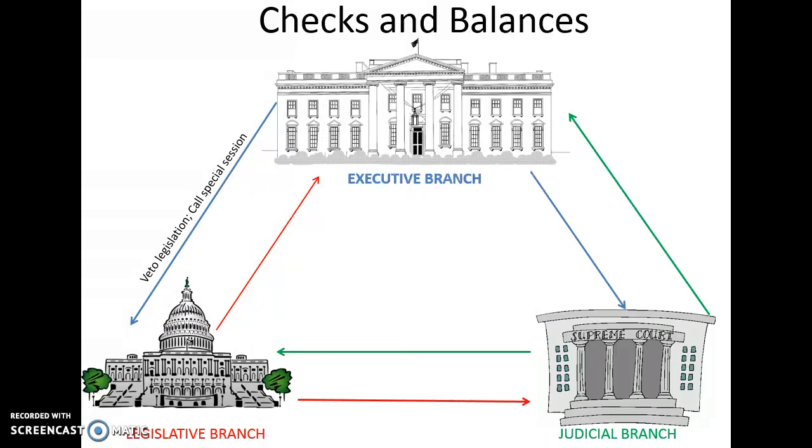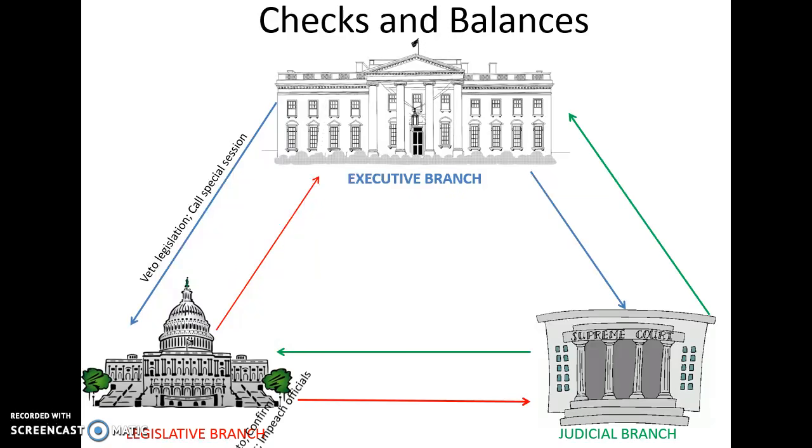When these branches check on each other, the executive branch can veto legislation. That means basically if the legislative branch makes a law that the governor doesn't like, the governor can say, nope, I'm going to veto it. I don't want it to become a law. The governor can also tell the legislative branch to come in for a special session, meaning that there's something really important that they need to discuss and make a law about, and so the governor can call them in for a special session.